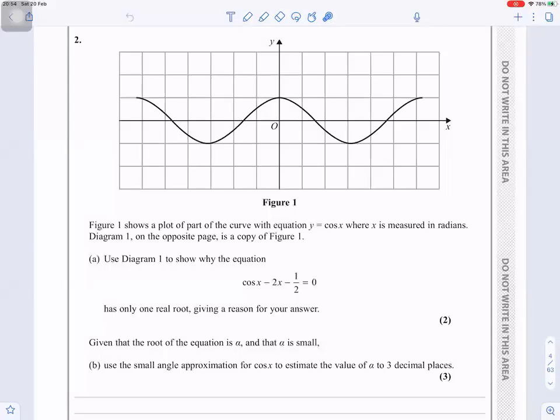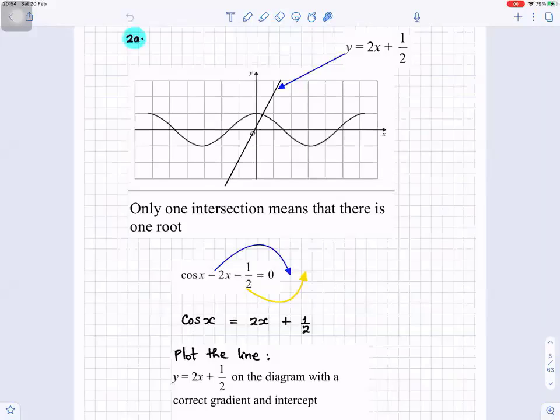Question number 2. Figure 1 shows a plot of part of the curve with equation y equals cos x, where x is measured in radians. Use diagram 1 to show why the equation cos x minus 2x minus a half equals 0 has only one root. Only one intersection means there is only one root. There's only one point of intersection between the line and the curve. That's the curve there, and that's the straight line.